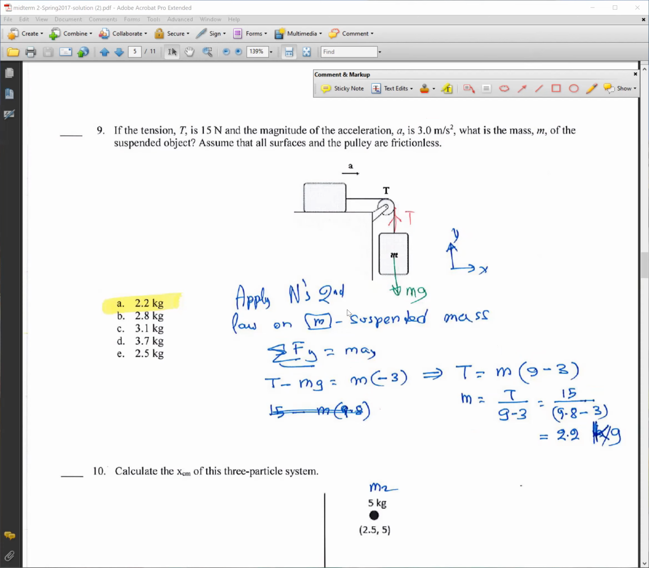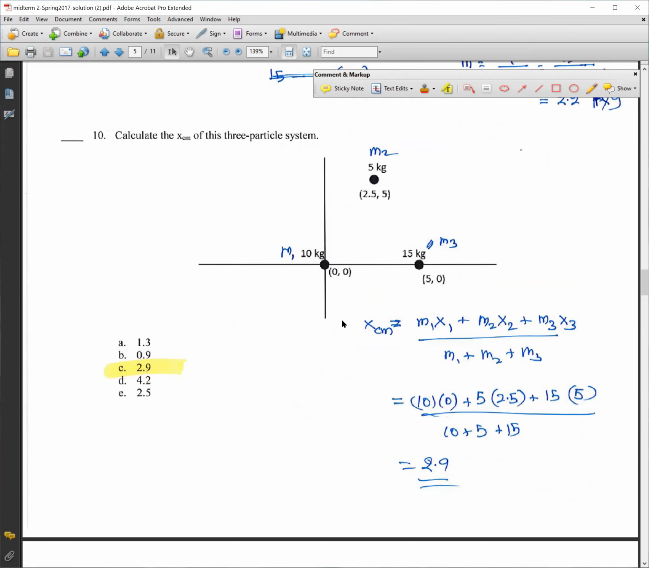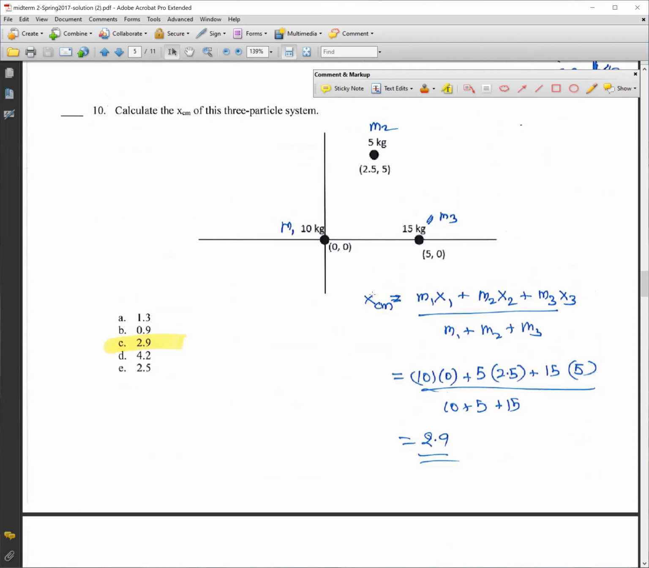Now moving on to question number 10, related to center of mass. We're asking you to calculate the x center of mass of this 3-particle system. These particles are arranged on a two-dimensional plane. Mass number 1 is at the origin, so the coordinates are 0, 0. Mass number 2 is 5 kilograms, at 2.5, 5. Mass number 3 is 15 kilograms, at coordinates 5, 0, 5 along x and 0 along y.